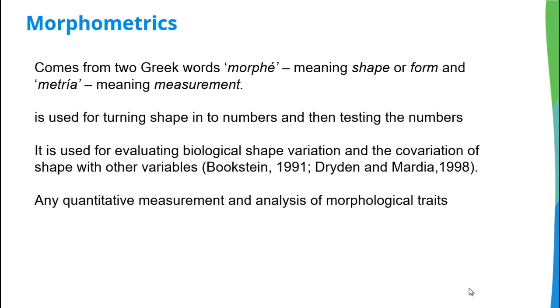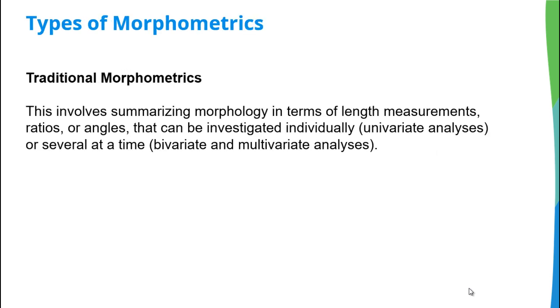So many morphological traits, in the human face or other human organs, could be quantitatively measured. All right, so we have what is called types of morphometrics. It could be traditional morphometrics, and it could also be landmark based.